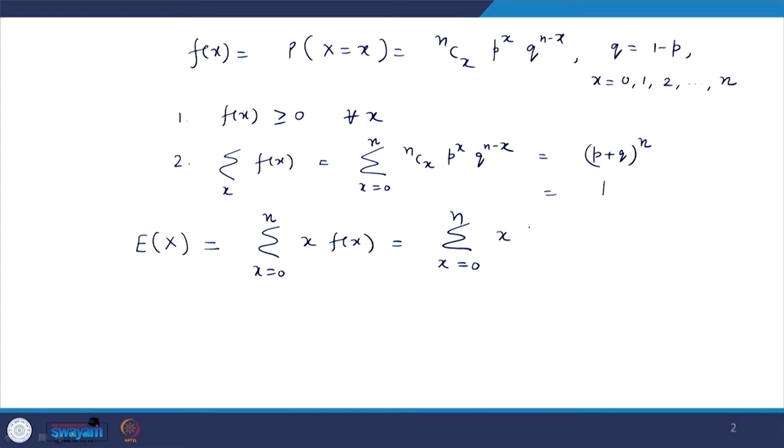So, this is x, this is nCx p raised to power x q raised to power n minus x. So, let us try to compute this value. Let us expand (p + q) whole raised to power n. This is nothing but summation x varying from 0 to n, nCx, p raised to power x q raised to power n minus x.